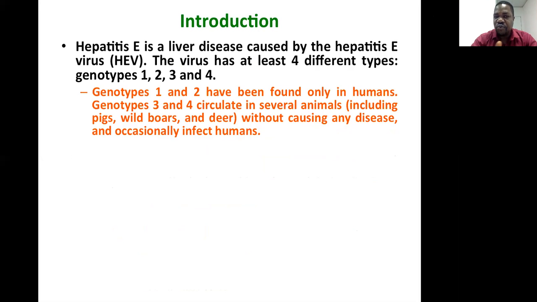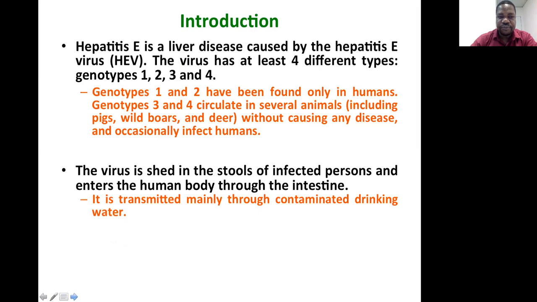Genotype 1 and 2 have been found only in humans, but genotype 3 and 4 circulate in several animals without causing any disease, or maybe occasionally infecting humans. But what we found more common causing infections in humans are genotype 1 and 2.